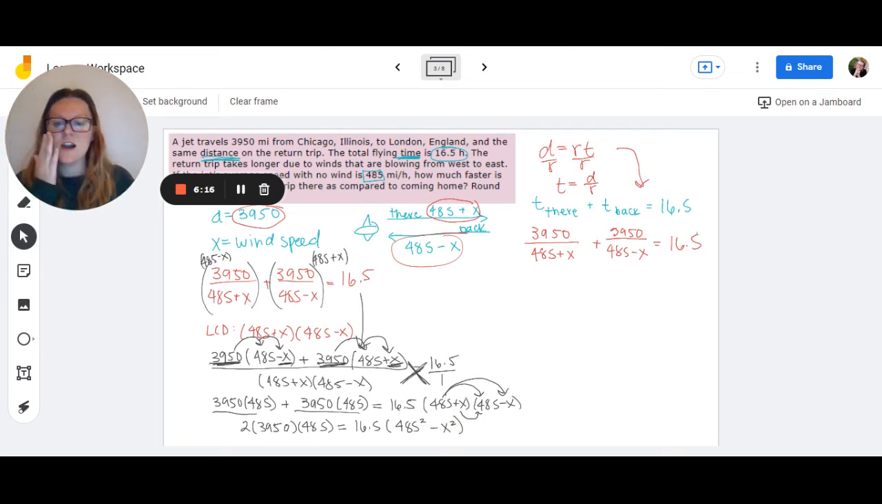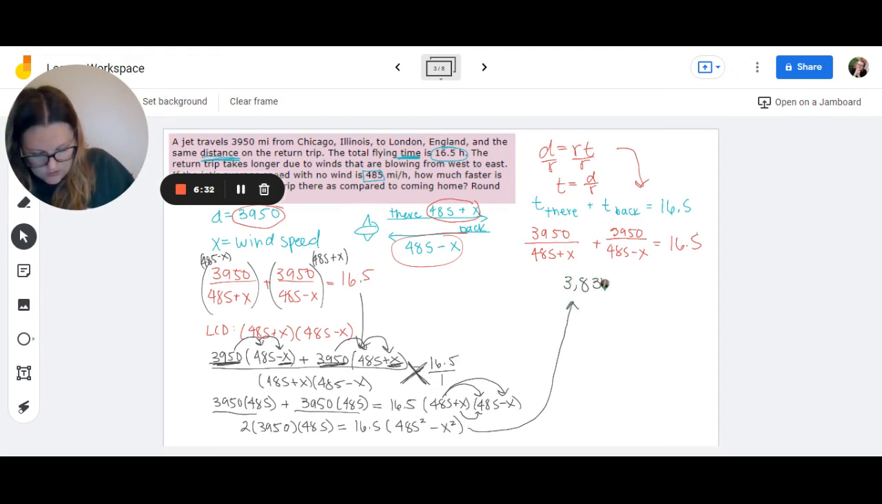Fabulous. Okay, so now I'm going to go ahead and clean up that left side. Let me put that in my calculator. 2 times 3950 times 485. I'm going to get 3,831,500, which is equal to, on the right side, that's going to give me a huge number. So I'm just going to leave this as 16.5 times 485 squared, and then minus 16.5 times x squared.